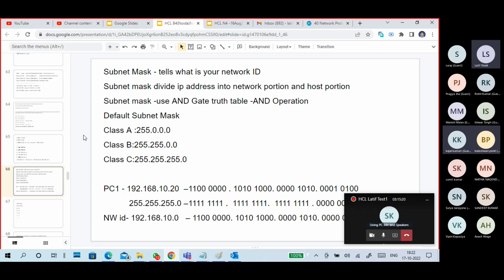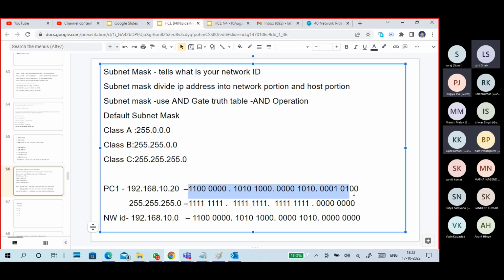In this example, PC A has an IP address and there is a subnet mask. I want to find the network ID of this IP address. What I've done is convert the entire numbers into binary and do an AND operation between them. Then I put the result here. So this is the network ID.